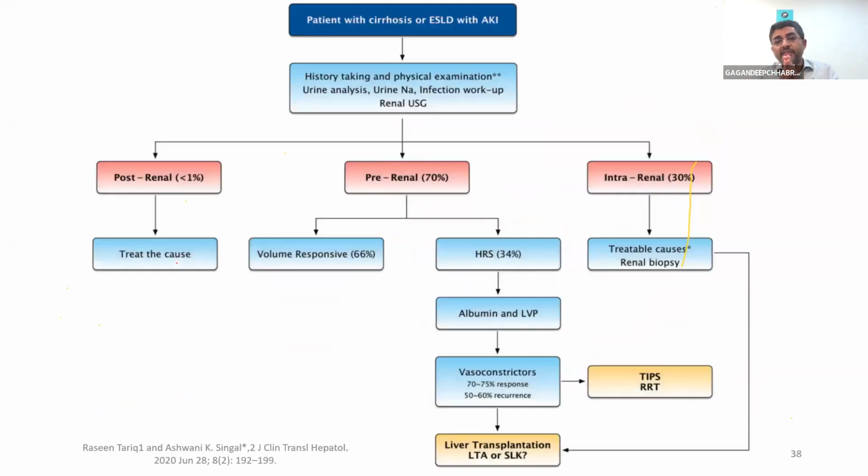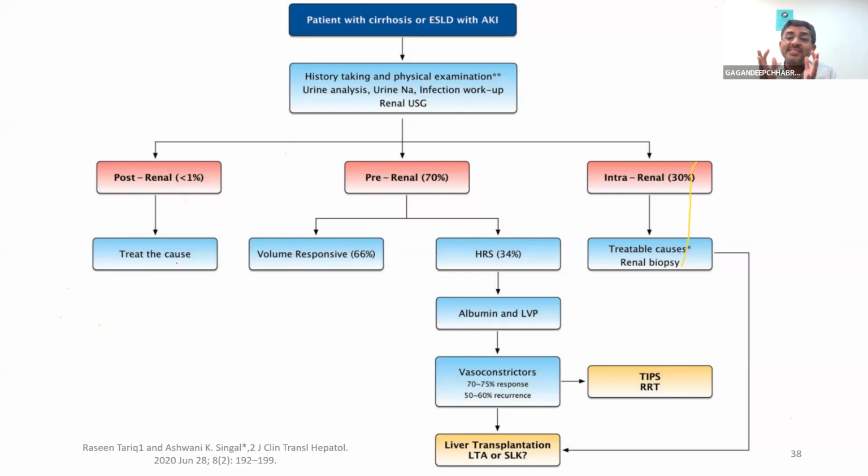So this also is a very simple slide. History taking, which sums up physical examination, urine analysis, urine sodium, infection workup, and renal ultrasound. These are very important to differentiate for clinical assessment. Then we have post-renal, which is negligible. Then we have pre-renal, which will, in most cases, respond to volume and get resolved. Then we have hepatorenal syndrome, which will not respond to that, but will respond to albumin and vasoconstrictors. If this responds, well and good. If it doesn't respond, it may require a liver transplant, isolated or combined, or a TIPS or RRT as a bridge.